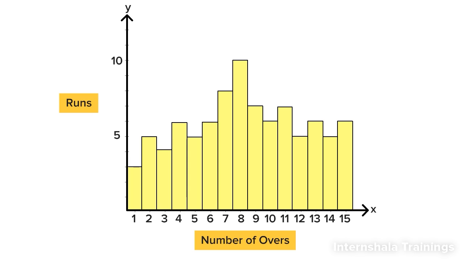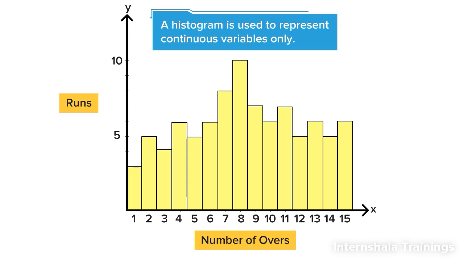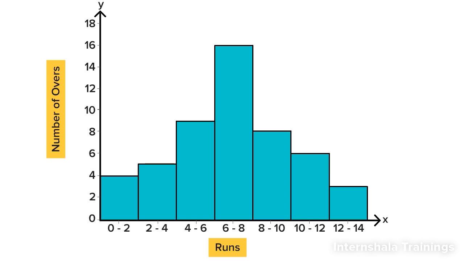Now, let's move on to a special type of bar chart called histogram or frequency polygon. A histogram is used to count the frequency of occurrence of an event. The only difference from a bar chart is that there are no gaps in between the bars. It is used to represent continuous variables only. In our example of cricket match, let's represent runs scored in an over on the x-axis and the number of overs in which those many runs were scored on the y-axis.